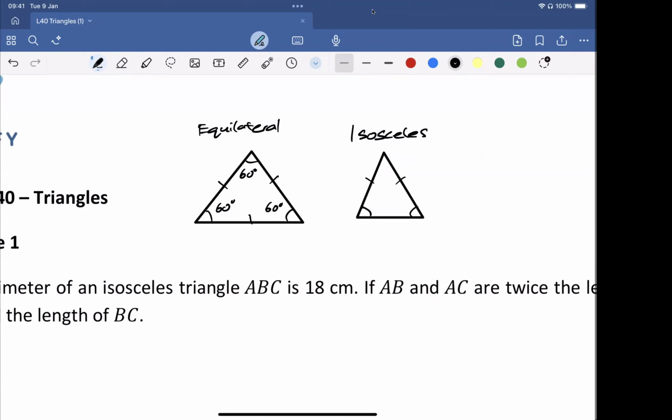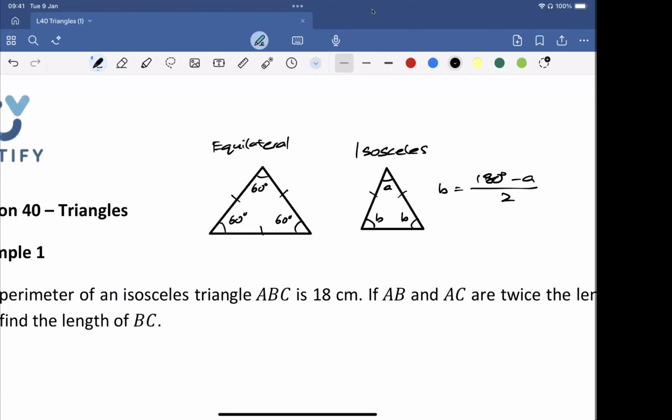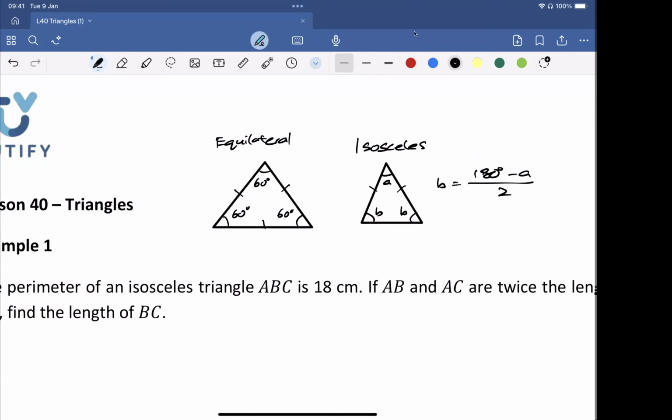So two sides are the same. That means two angles are the same. So let's say these two angles are A, and this angle is B. Or maybe I call this B, A, and I call this B and B. So how do you find the angle in an isosceles triangle? Let's say you want to find angle B, right? You take 180, you minus A first. Once you minus A, you must divide it by 2. Then you'll get angle B. So this is isosceles and equilateral triangles. Okay? So far, this is just a quick revision.